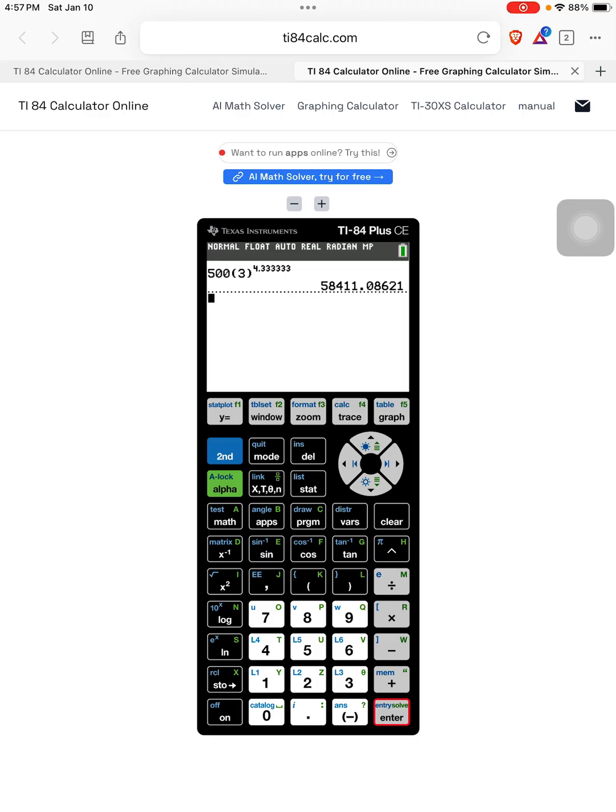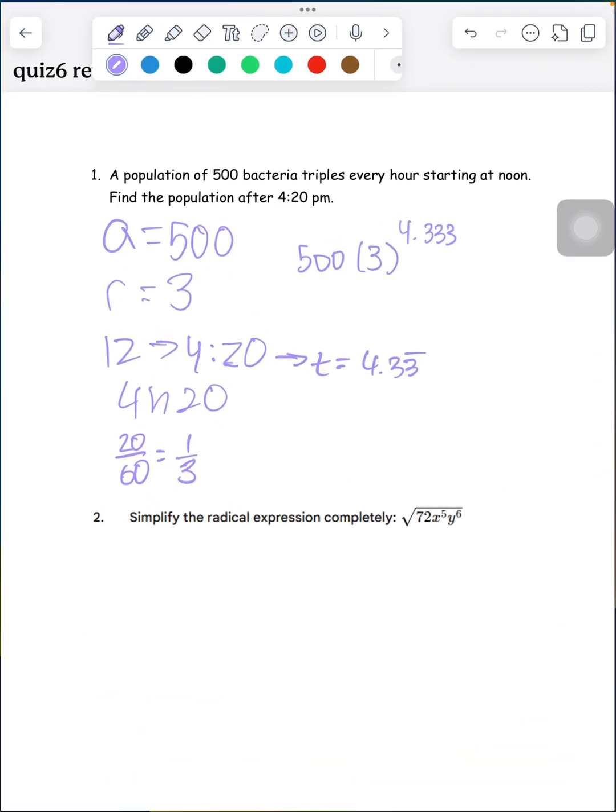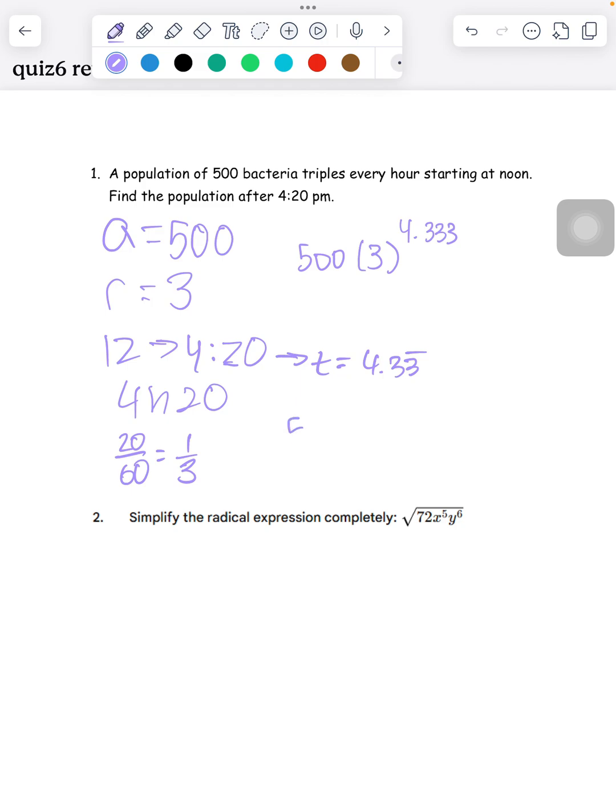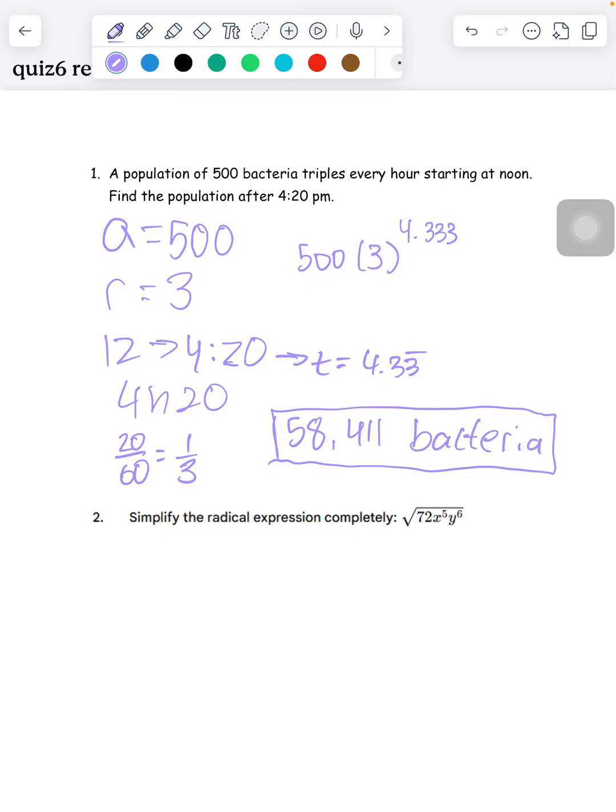All right, so I'm going to get 58,411. There's no partial bacteria, so I'm going to have 58,411 bacteria. All right, so that is my final answer.